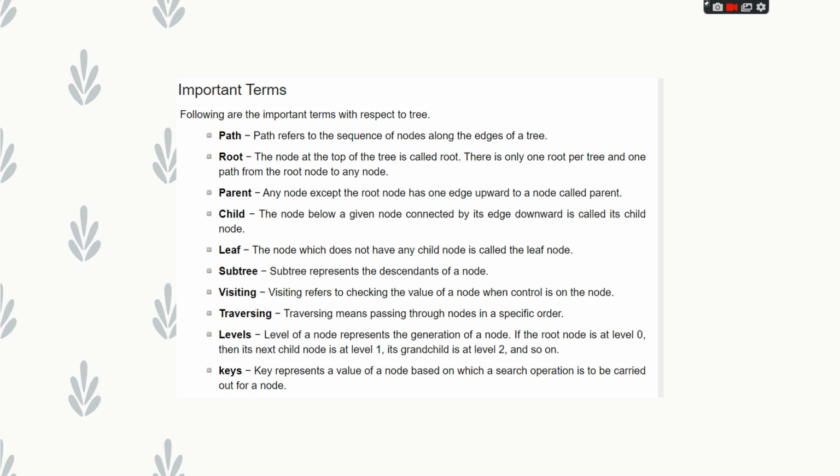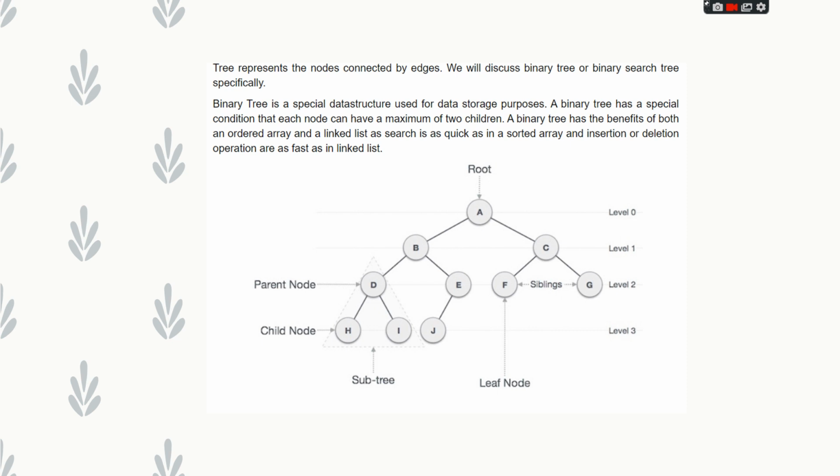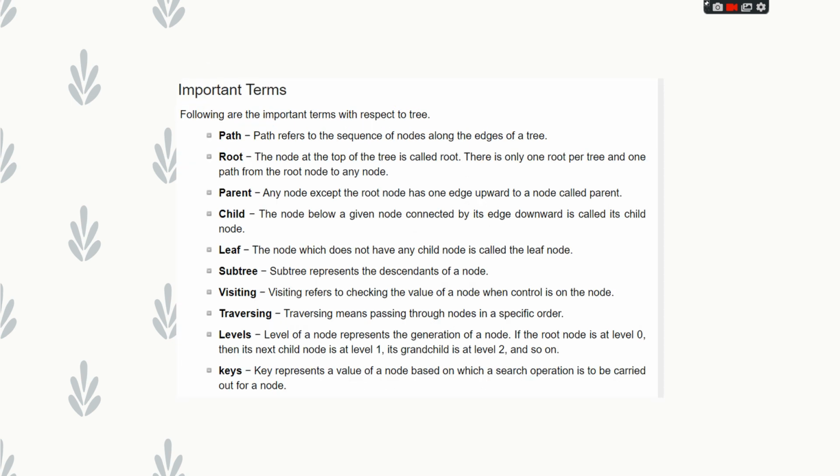Path. Path refers to the sequence of nodes along the edges of a tree. So path is basically representing the direction of the node, and it acts along the edges of a tree. Root. The node at the top of the tree is called a root. So the topmost node is normally called the root. In the previous picture, A is called the root.